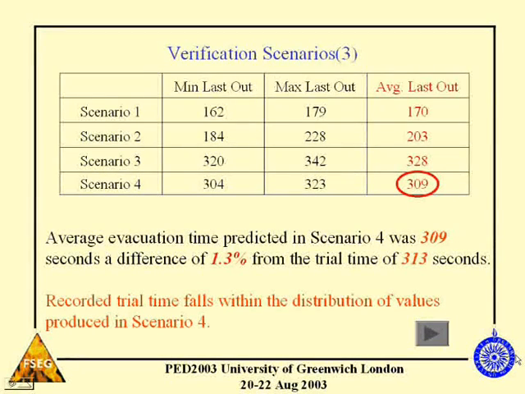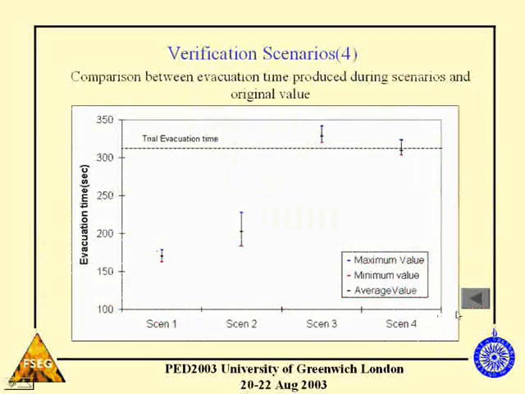So the final result in scenario 4 was 309 seconds, which is a difference of 1.3% from that generated with the original trial. Now, obviously, the original trial represents a single data point, and we generate a number of data points, so that has to be borne in mind, but it's still a satisfactory result. And more pleasing was the fact that the final distribution included the evacuation trial time, and that's probably more important than the actual percentage difference, I think.